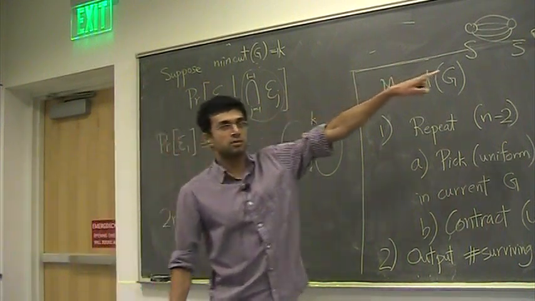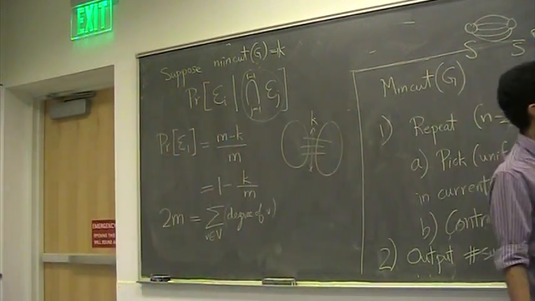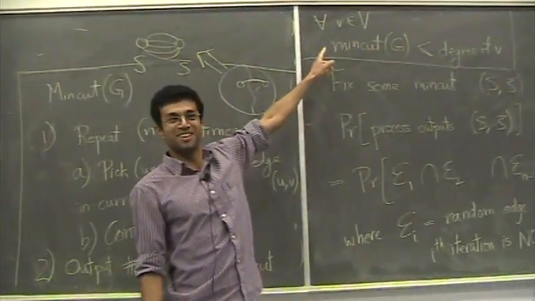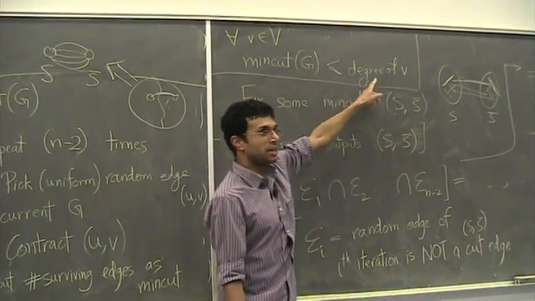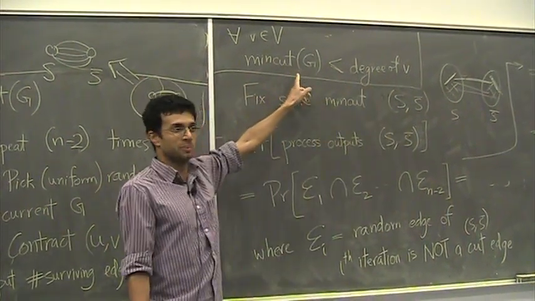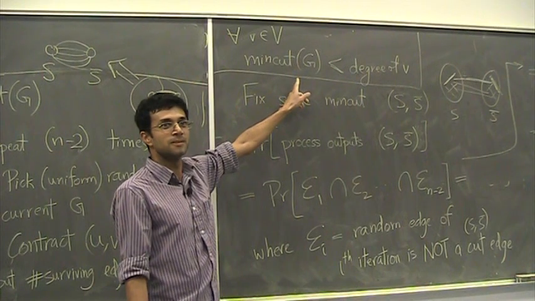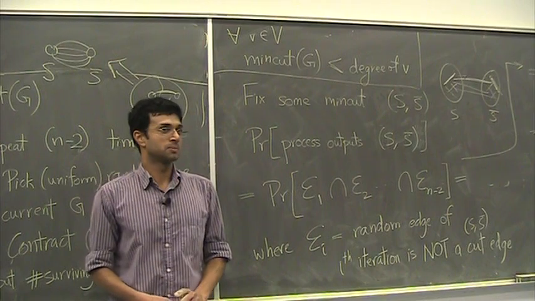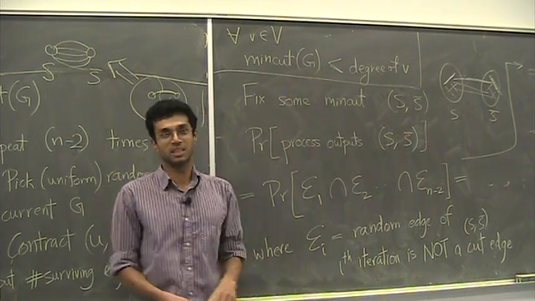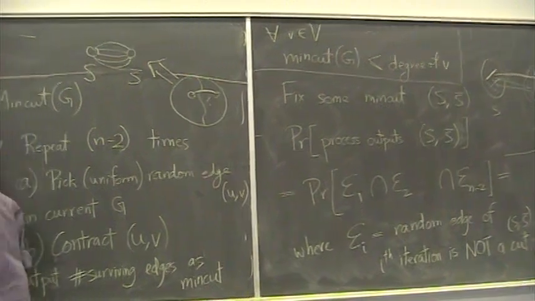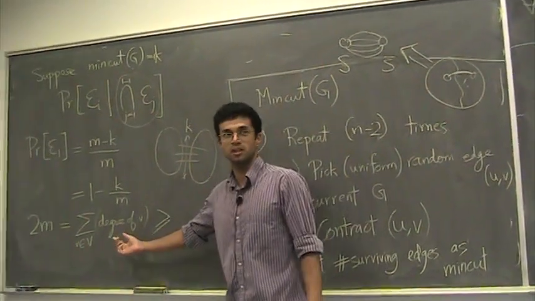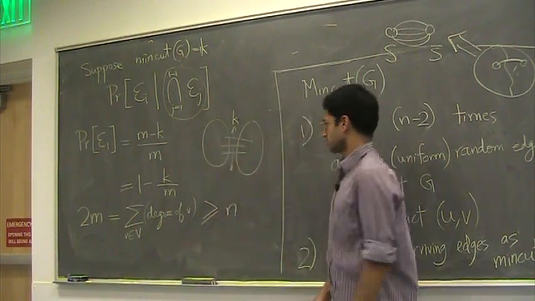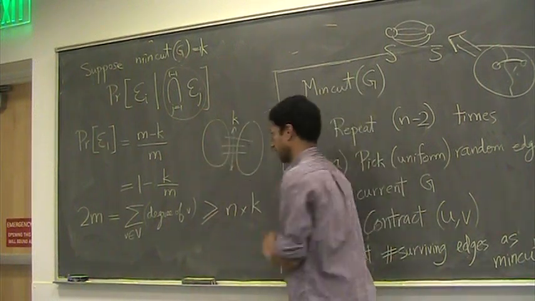But you have this formula here, and this needs to be tied to that: the degree is always at least the min cut. So let's just plug that in. The degree is always at least the min cut. How many vertices are there? Let's say it's n, times k.